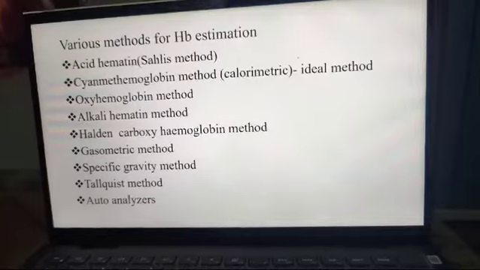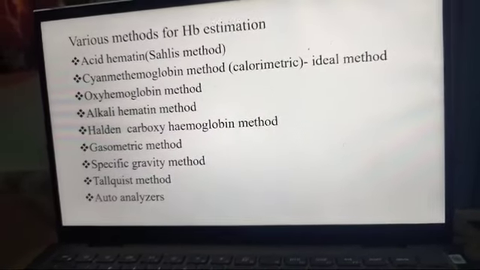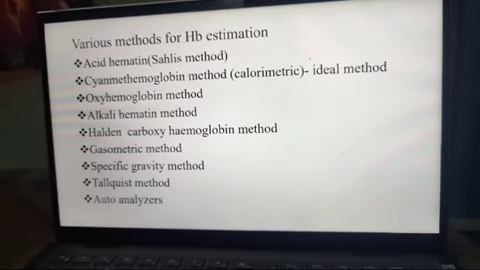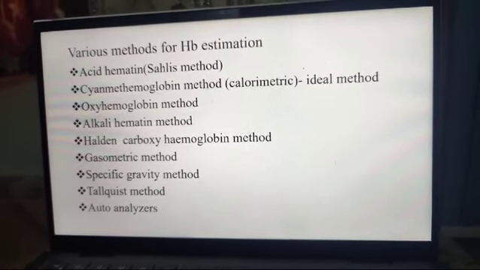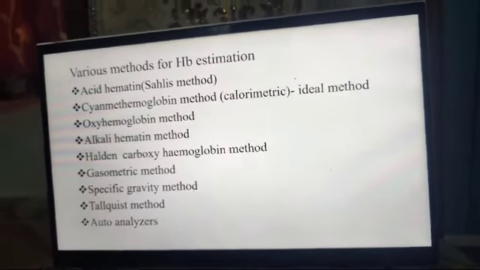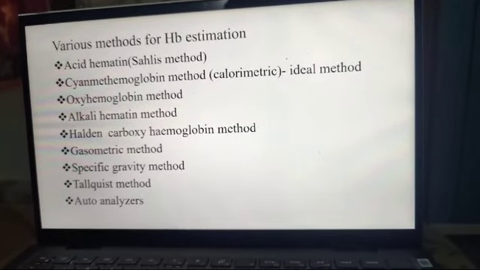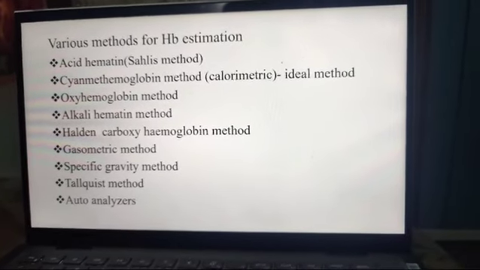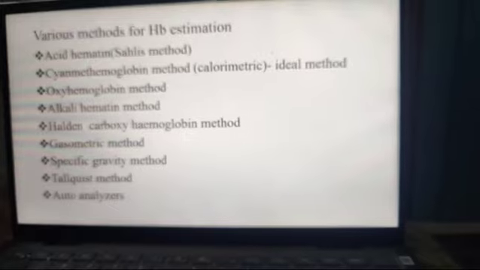We have various methods of hemoglobin estimation. Acid hematin is the most commonly used in your practicals. Cyanmethemoglobin method, which is actually the ideal method. Oxyhemoglobin, alkali hematin method, Haldane carboxyhemoglobin method, other methods like gasometric method, specific gravity method and Tallquist method. In modern laboratories, we use autoanalyzers.